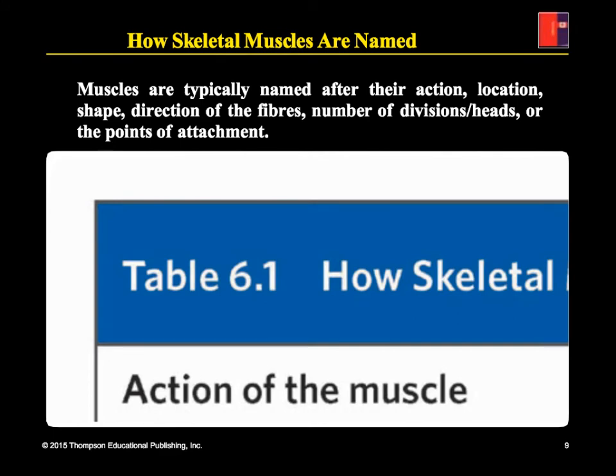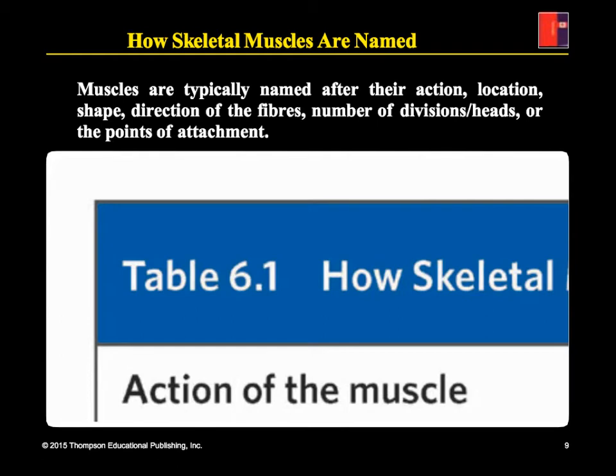Muscles can be named in several ways, and a key way to remember this is by the term LADSNOR. On your screen you can only see action of the muscle. I'll post the PowerPoint again so you can see them all. L stands for location of the muscle, whether it is anterior or posterior, for example, tibialis anterior, meaning it's on the tibia to the front. We also have tibialis posterior, which is on the tibia to the back.